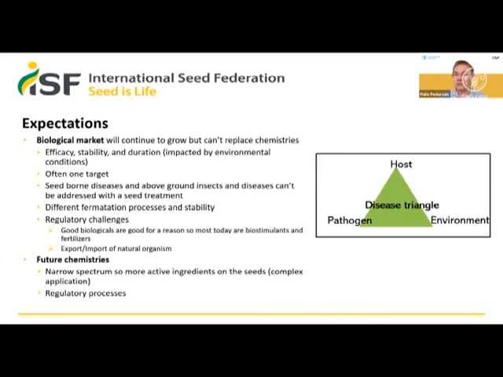On the chemistry side, where are we going in the future? I think the chemistries that will be used for seed treatment will be a much more narrow spectrum than what we see today. And a lot of that is simply related to the regulatory challenges and demands. Because of that, when they're narrow spectrum, that means we need to put more active ingredients on the seed to get the same complete control as we have today.